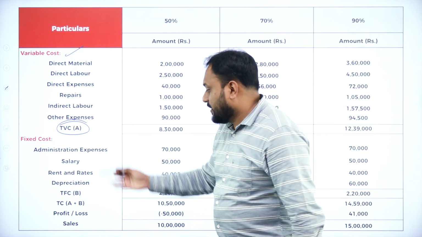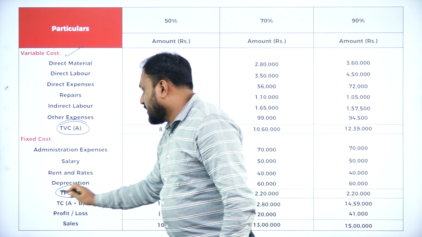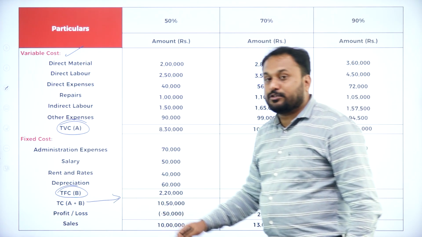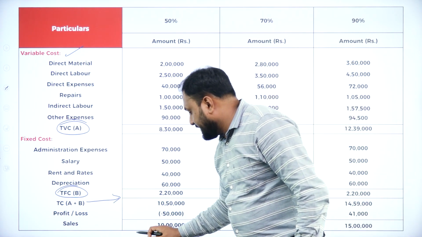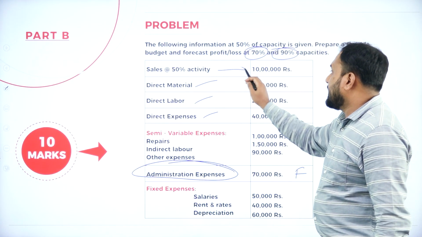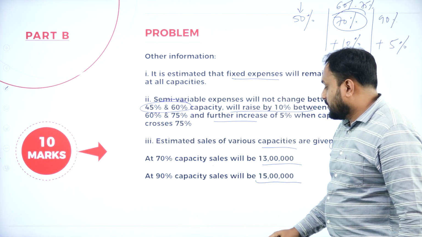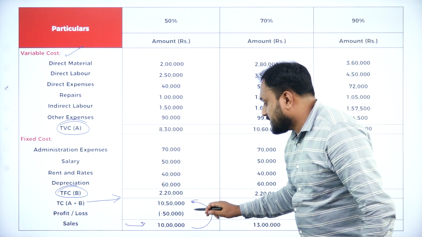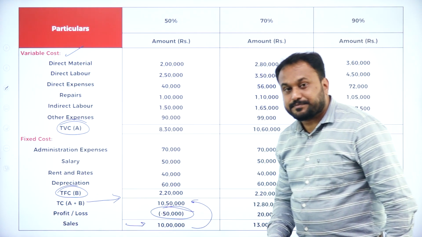then take fixed cost, and semi-fixed cost is not there. So you have total fixed cost, denote that as B. A plus B is the total cost. Now after total cost, you write sales. Sales at 50% they had given, that is here, sales at 50% is 10 lakh. So we have taken how much? 10 lakh rupees. Now 10 lakh minus total cost, I got a loss here.